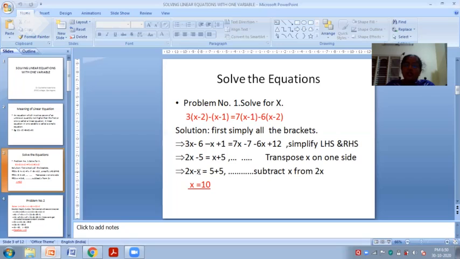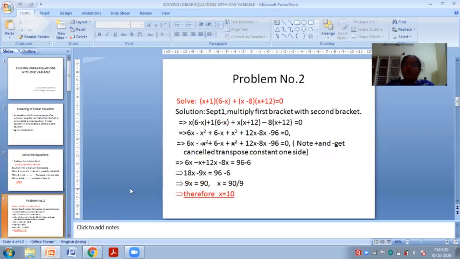Therefore, 2x minus x, how many x remaining? 1x, and plus 5 plus 5, therefore that is equal to 10. Therefore, x is equal to 10. That means 1x is equal to 10 because we have only 1x. Therefore, x is equal to 10. So, this is the first problem. Next, come to the second problem.